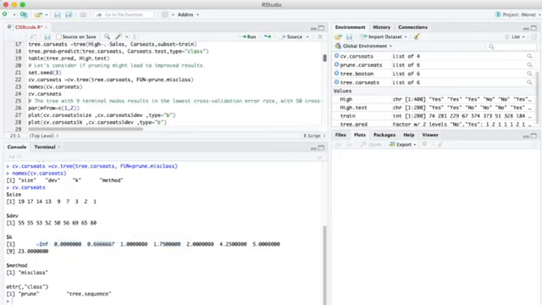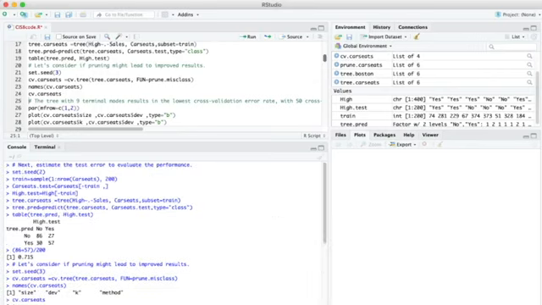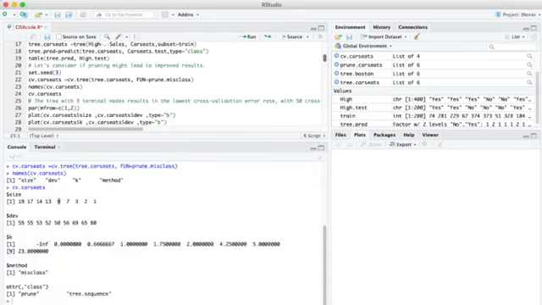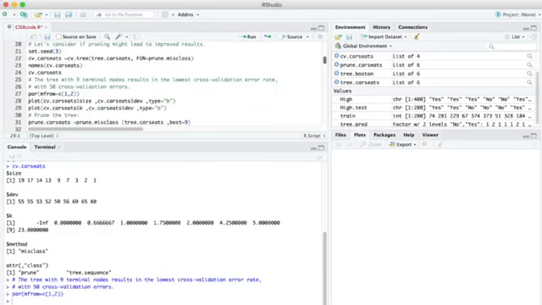Okay, so we would say that it might be better to have the size of the tree equal to 9 instead of what we had just now. What is the original size of the tree? Okay, we have to go back to the result that we obtained just now. The tree with 9 terminal nodes results in the lowest cross-validation error rate, with 50 cross-validation errors.